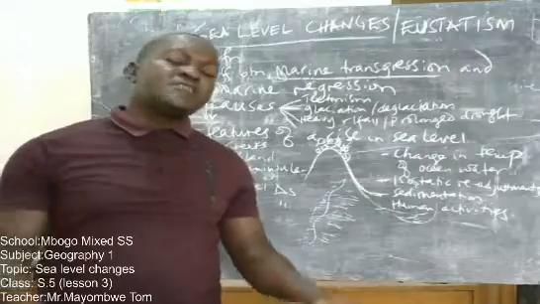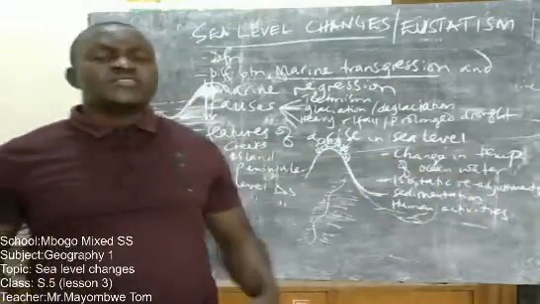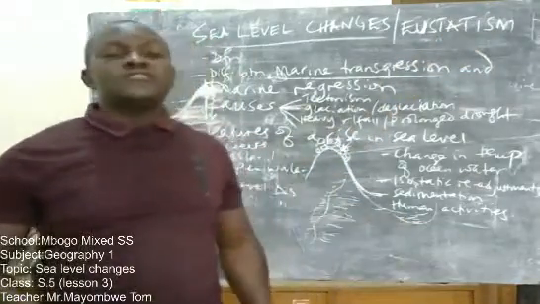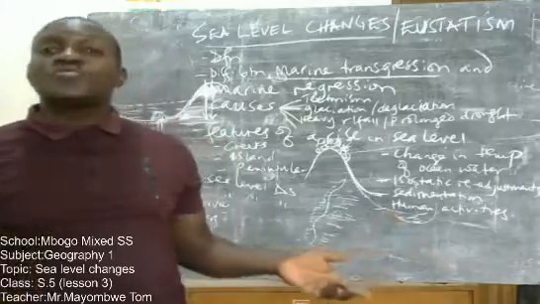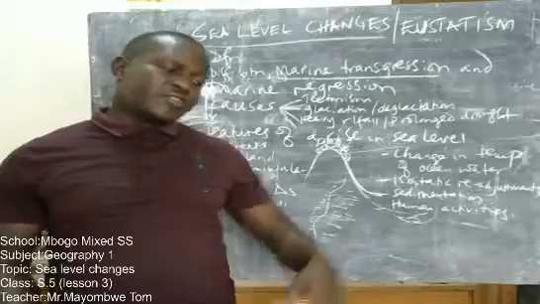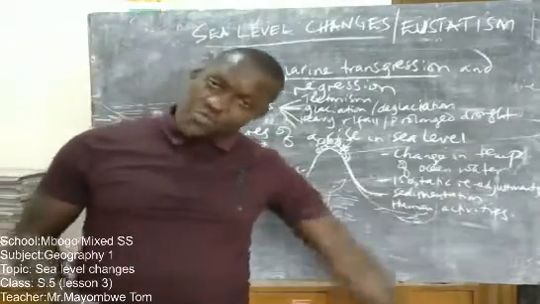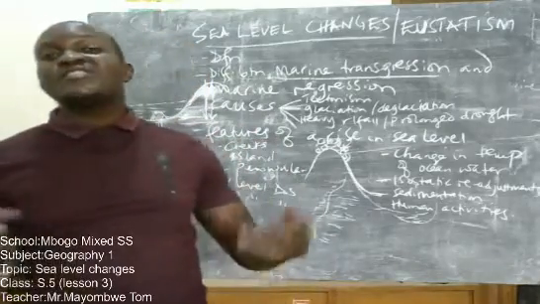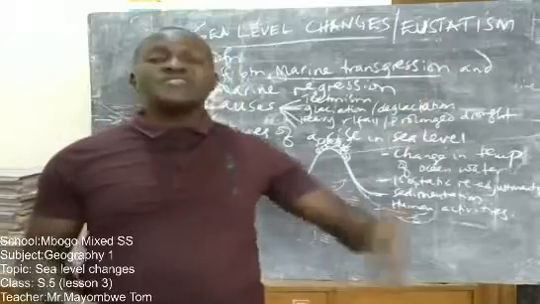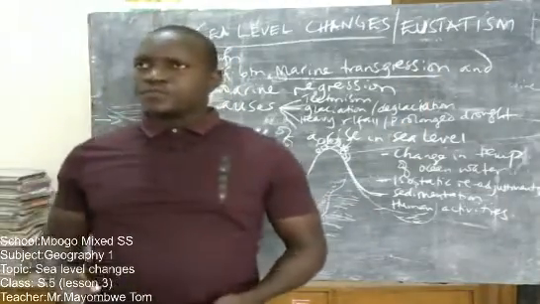And then these sediments are deposited into the oceans and seas. When these sediments are deposited into the oceans and the seas, they displace the water upwards, leading to a rise in the sea level. Because as these sediments are deposited, they are going to occupy the space which was initially occupied by the water. And where will the water go? The water is going to be displaced upwards, leading to a rise in the sea level.